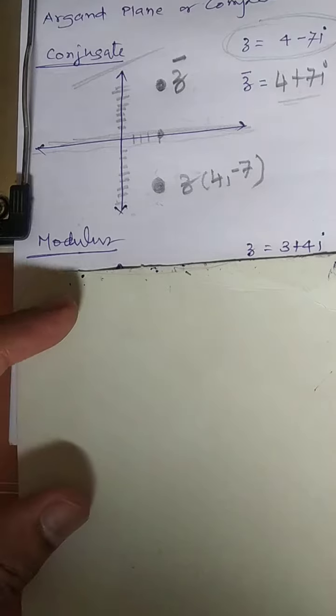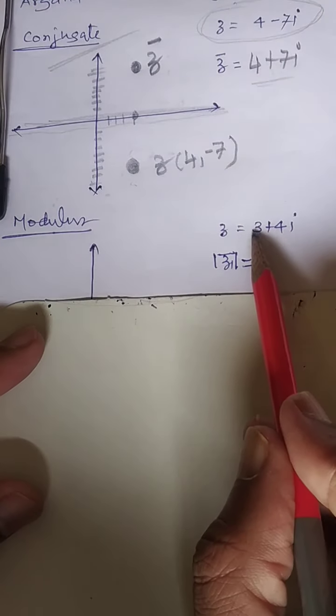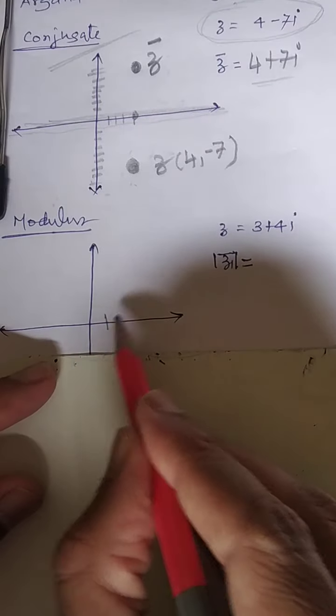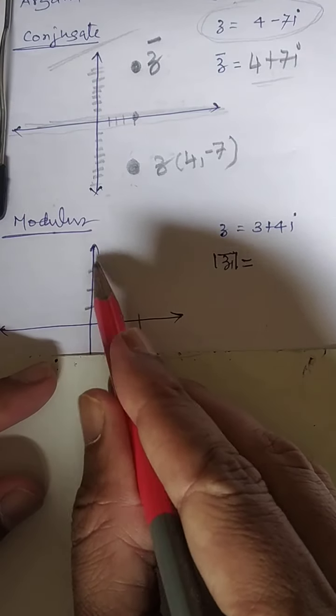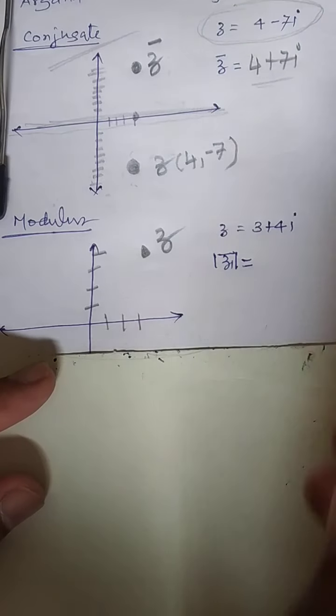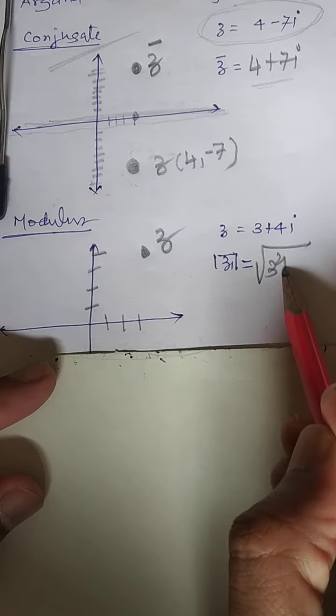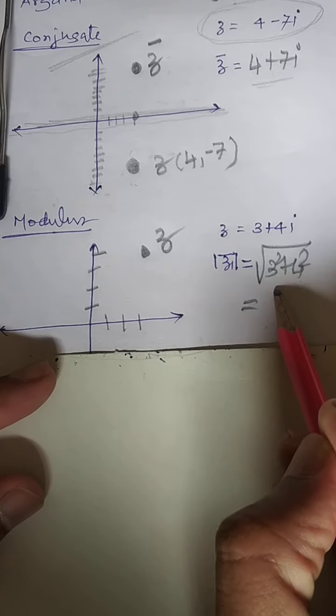One more fact you have learned, that is nothing but the modulus of a complex number. z is equal to 3 plus 4i. This means 1, 2, 3, 1, 2, 3, 4. So the location of z will be nothing but this. This is nothing but z. What is the magnitude of z? You know the method. It will be the square root of 3 squared plus 4 squared. If you simplify, you will get 5.